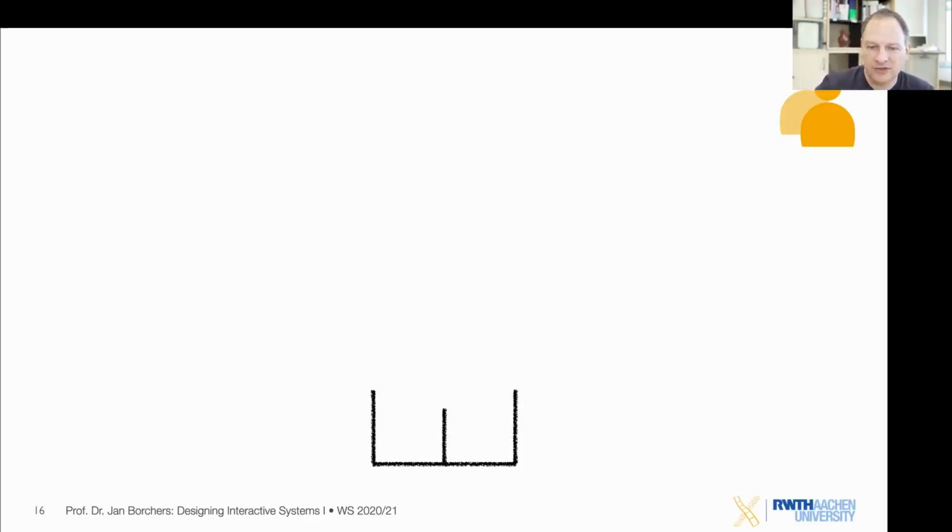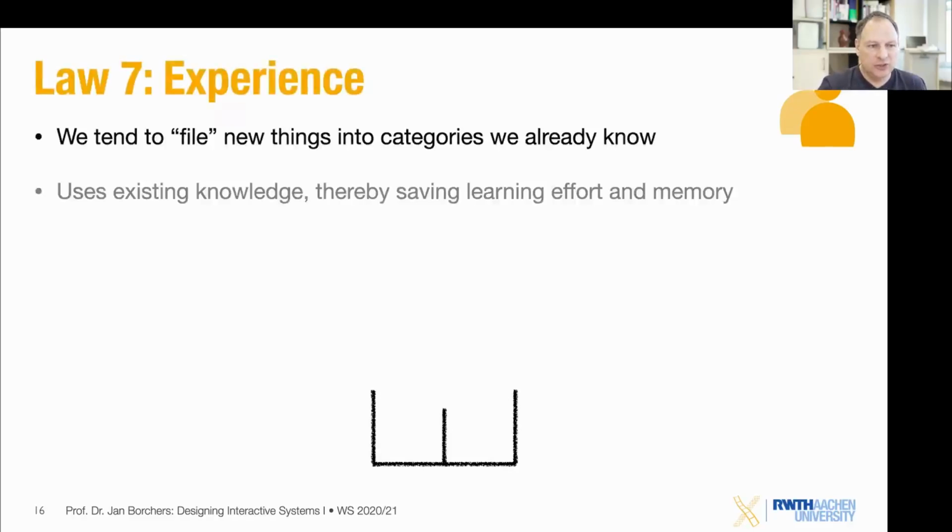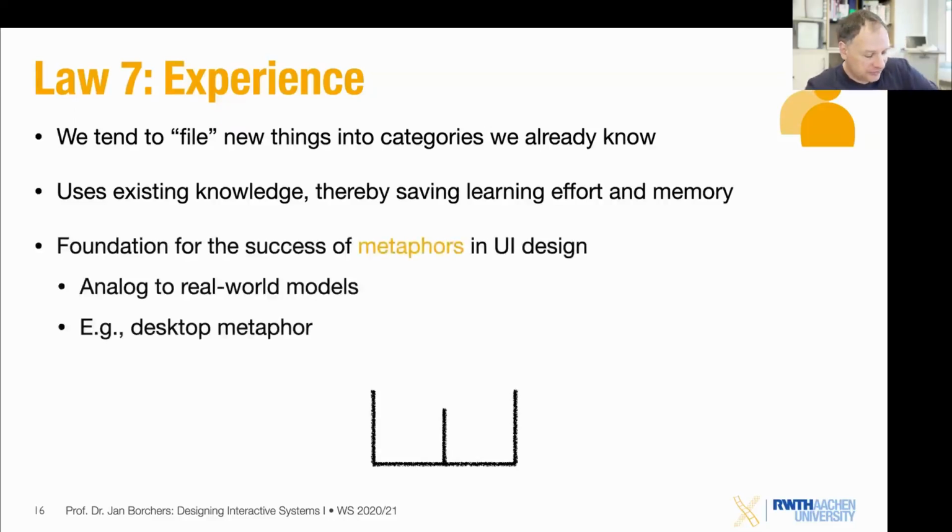So we tend to file things into categories that we already know, right? That's just a technique that we use, and this means that we can use existing knowledge, which again saves us the effort of learning and memory. This is, by the way, one of the foundations for the success of the use of metaphors in user interface design, right? We basically see things, and if they closely resemble something we already know, it's very easy for us to remember it.